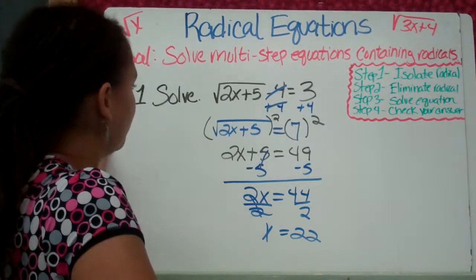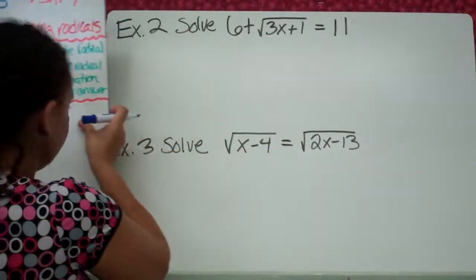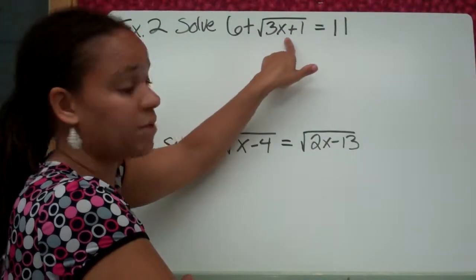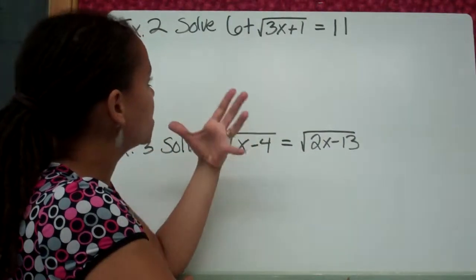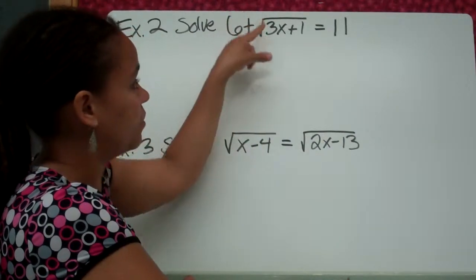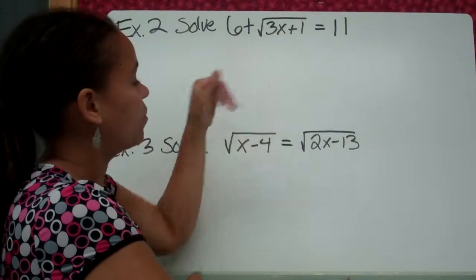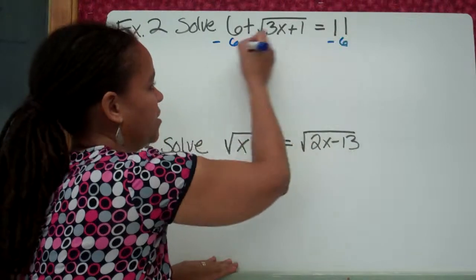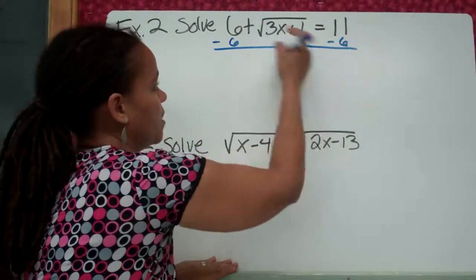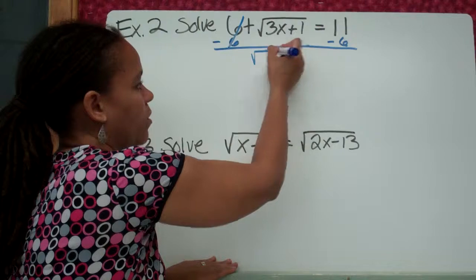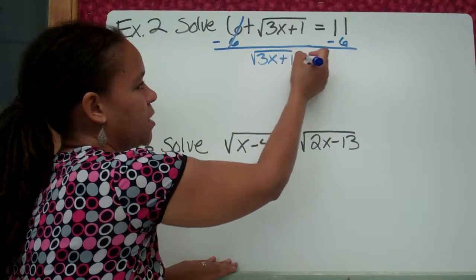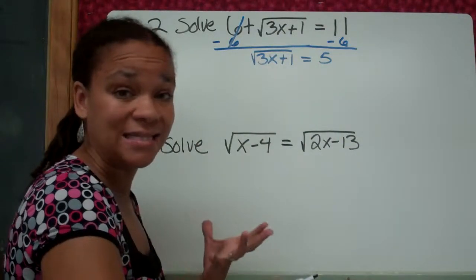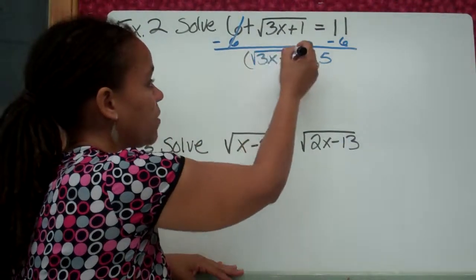All right, let's try another one. We have 2 more examples, I believe. Yes. Solve 6 plus the square root of 3x plus 1 is equal to 11. So we want to isolate the radical. We need to get rid of the 6 first, and then we're going to get rid of the radical. So first, let's subtract 6 from both sides. So this is gone. The square root of 3x plus 1 is equal to 5. Now that we've isolated it, let's get rid of it. Let's square both sides.